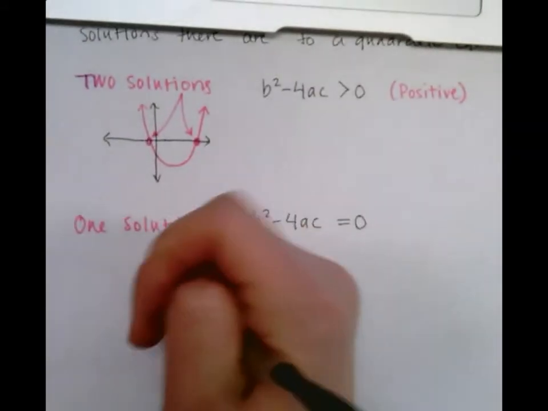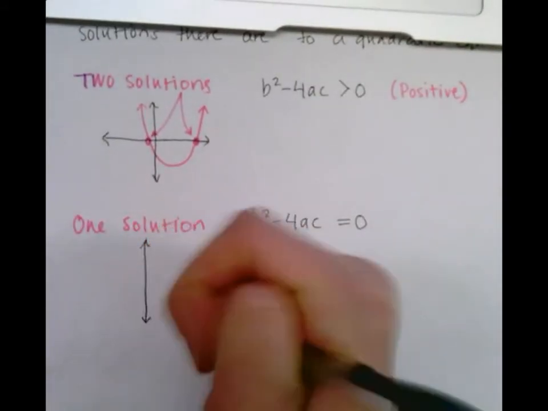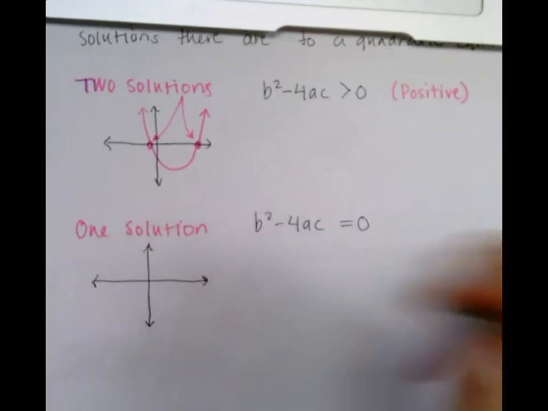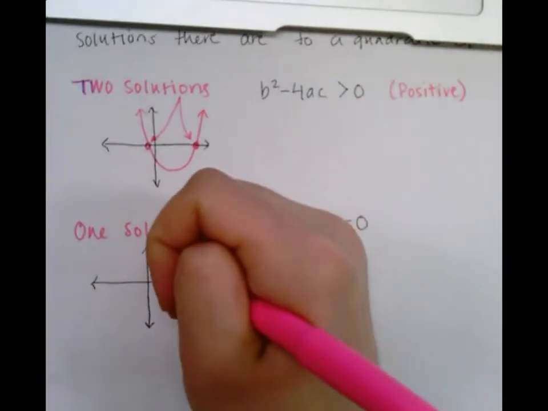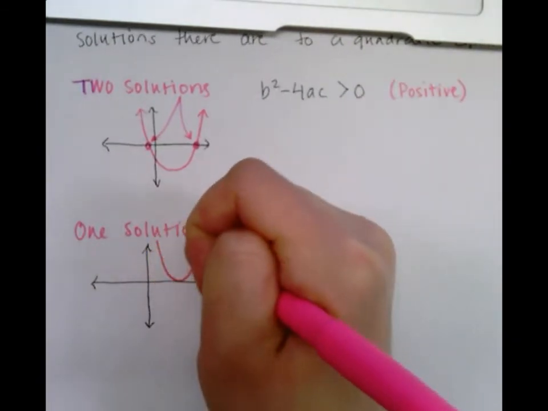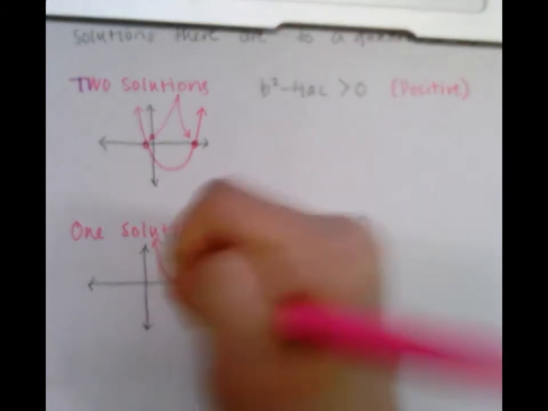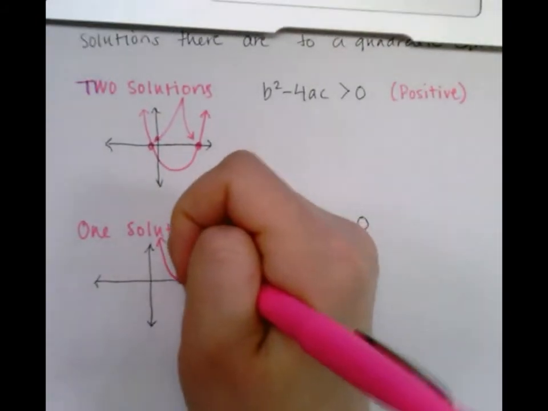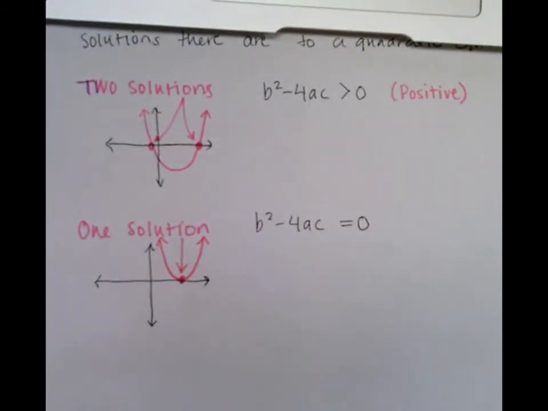And what that looks like on the graph is that we'll see the quadratic just touch the x-axis at exactly 1 point. Notice when you have one solution, the x-intercept is your vertex.